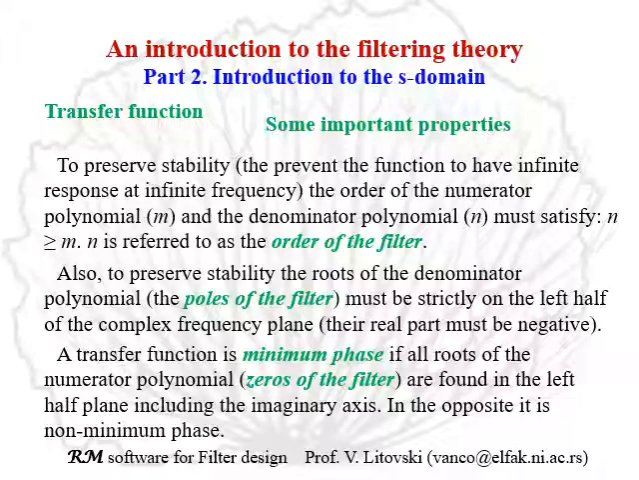Also, to preserve stability, the roots of the denominator polynomial, the poles of the filter, must be strictly on the left half of the complex frequency plane. That means their real parts must be negative. A transfer function is minimum phase if all roots of the numerator polynomial, the zeros of the filter, are found in the left half plane, including the imaginary axis. In the opposite case, it is non-minimum phase.